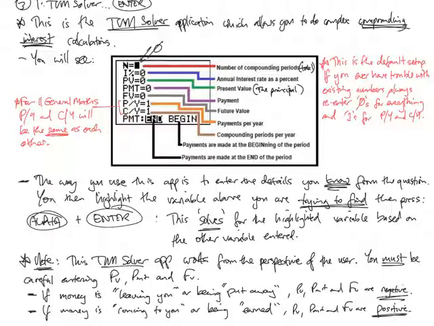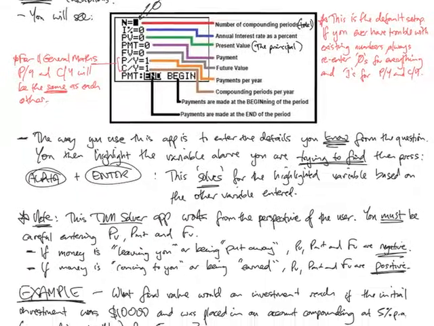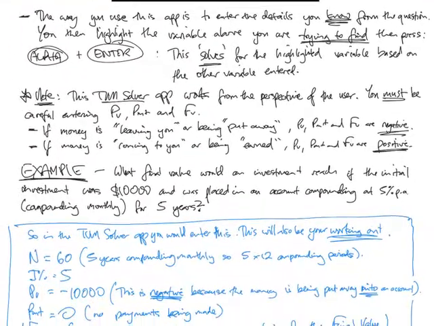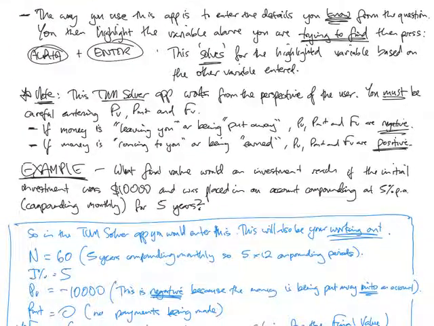So the way that you use this application is you enter the details that you do know from the question. So everything you know from the question you put in, and then you highlight the thing that you don't know, the thing that you're trying to find, then press Alpha Enter on your calculator, and that solves for that highlighted variable. It tells you exactly what it is.